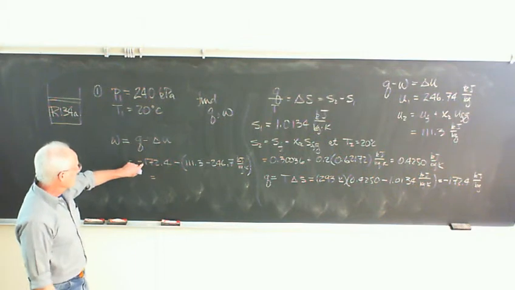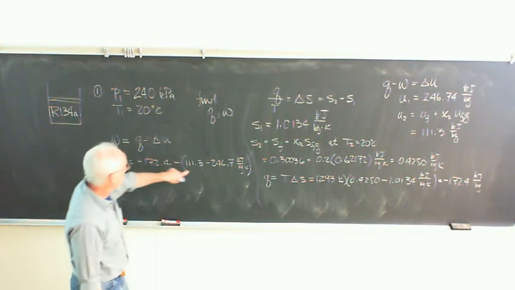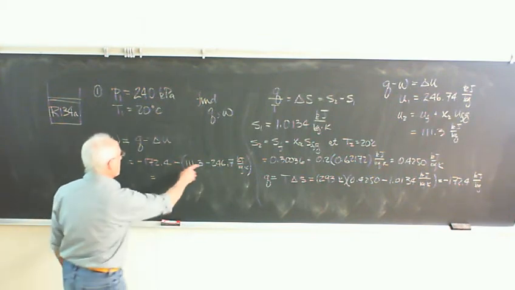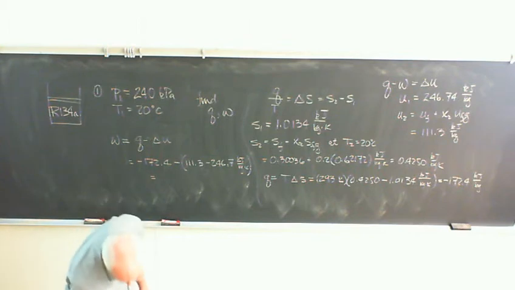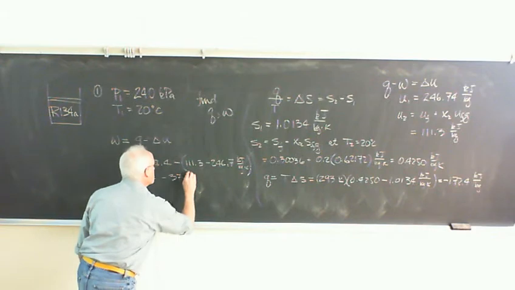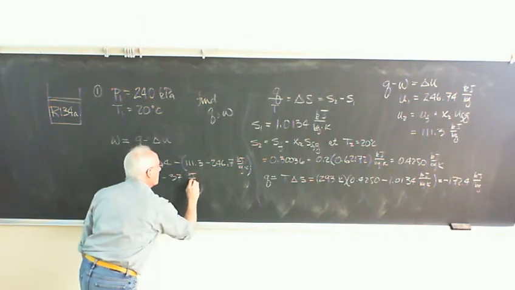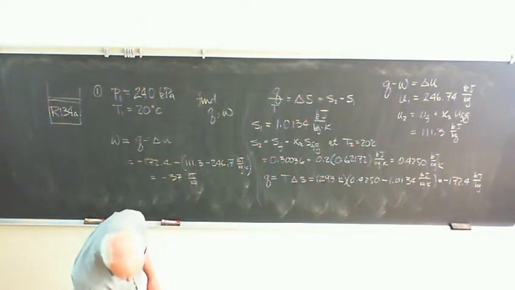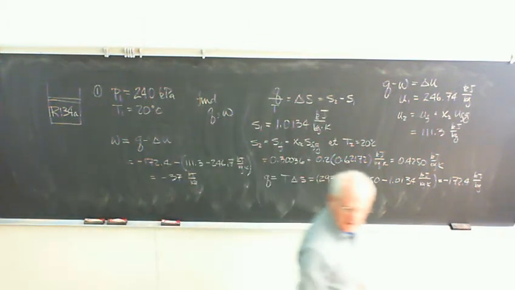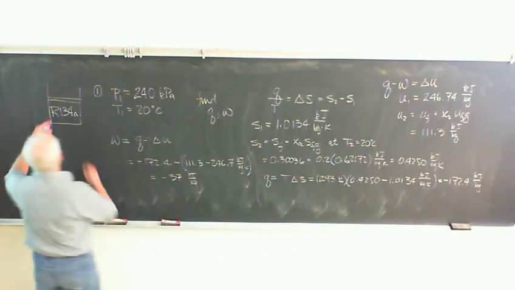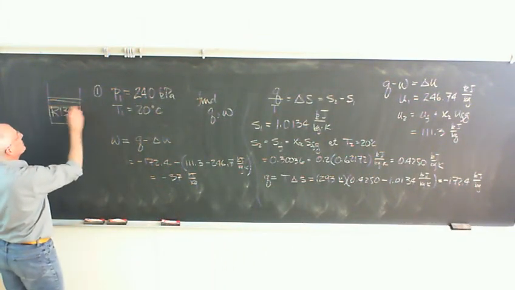So notice the heat is transferred out, and the change in internal energy is negative, but we subtract that off, so it's actually that part contributes. You should get something like minus 37 kilojoules per kilogram. Right? Minus 37? What's the minus sign mean, if anything? Work being done on the system. So we know then that this was indeed a compression of the system.